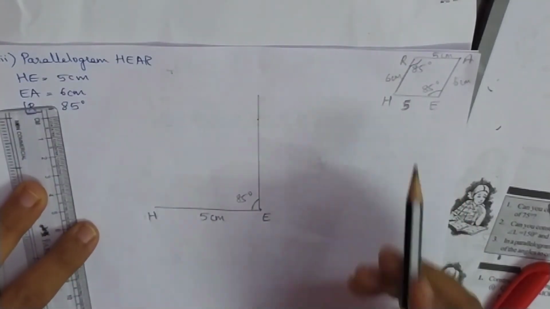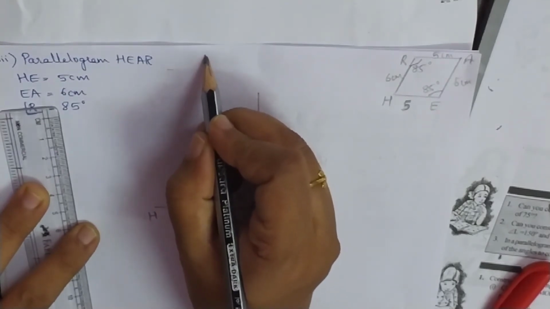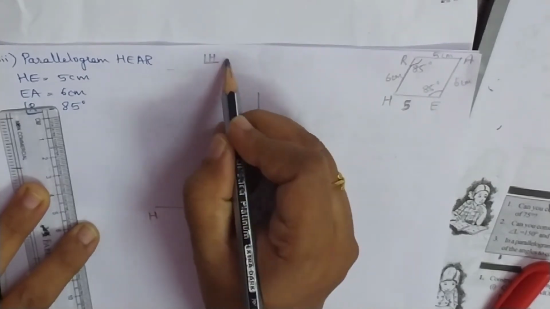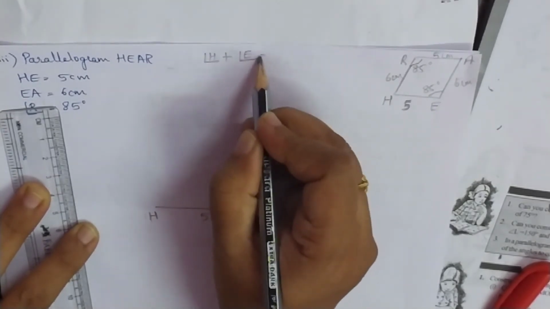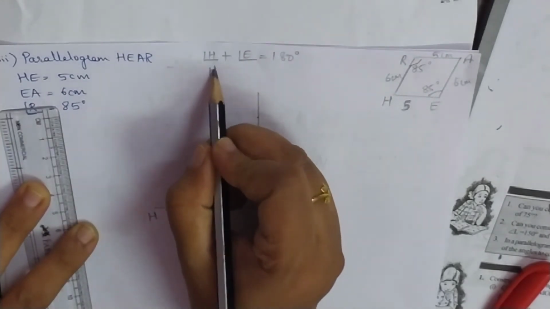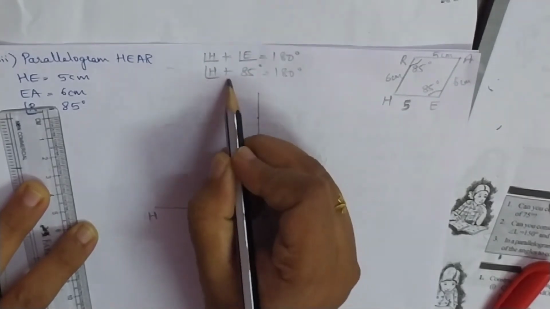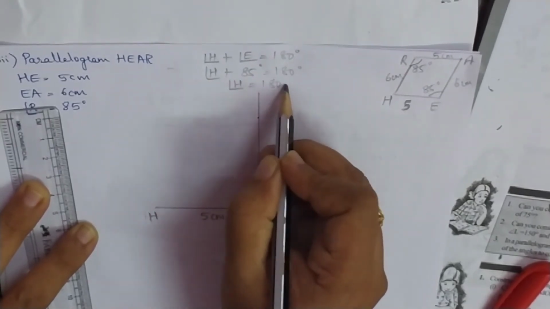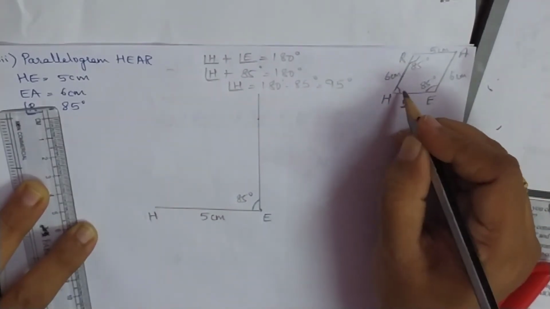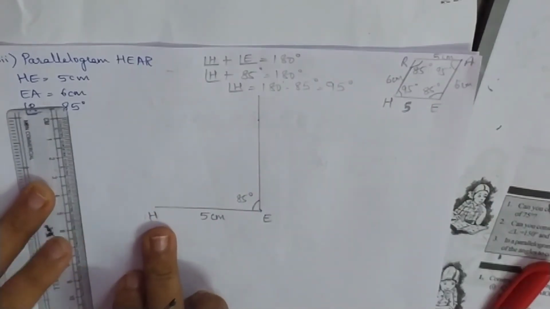Opposite sides are equal. What will be angle H, children? Angle H plus angle E should be equal to 180 degree. Angle H is how much? We don't know. Angle E is 85 degree. So angle H will be equal to 180 minus 85 degree, which will be equal to 95 degree. So if H is 95 degree, even A is also 95 degree. So let us take from here 95 degree.